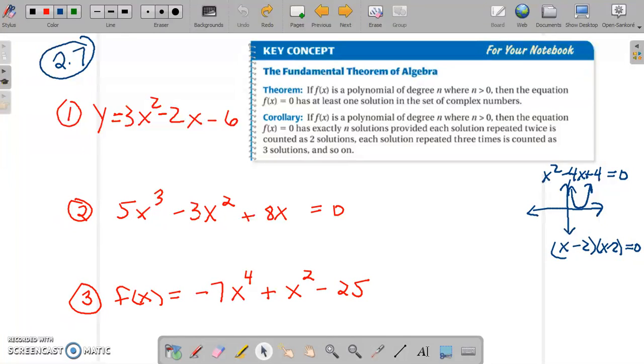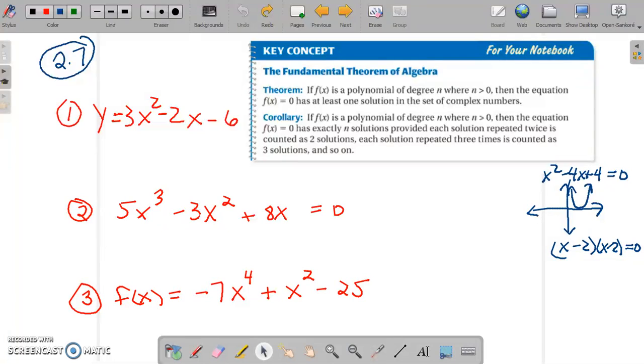What it says is, if you have a function f of x, a polynomial of degree n, where n is greater than 0, so you have to have more than just a constant, then the equation f of x equals 0 has at least one solution in the set of complex numbers. So as long as you have a polynomial of degree 1 or bigger, you will have at least one solution.